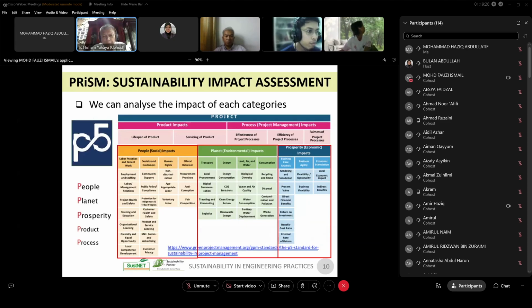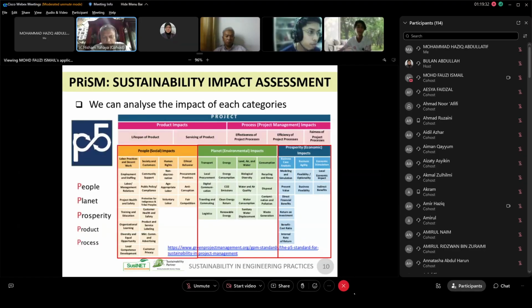So these are basically the categories and some of the elements. I will run through the people, planet, and prosperity, give you some examples, and also highlight how you as an engineer, as a young engineer, can play a role. It could be a small role, but it will have a long-term big impact. Next slide.